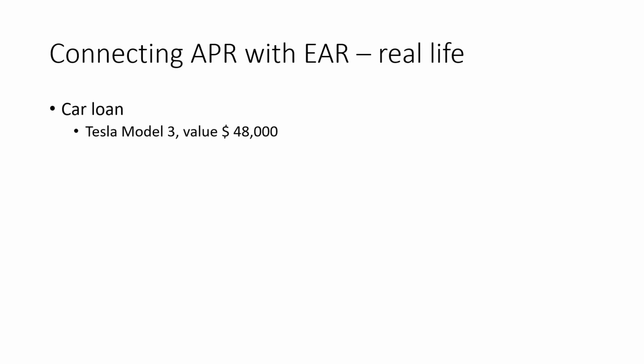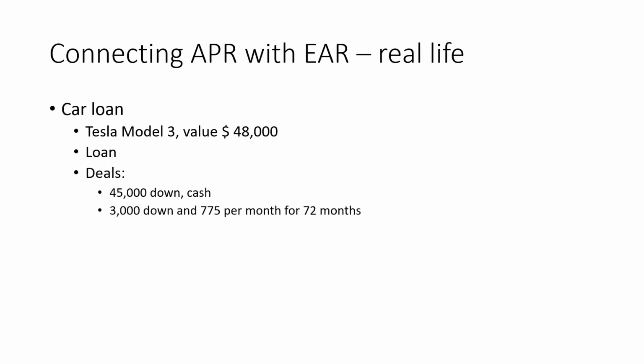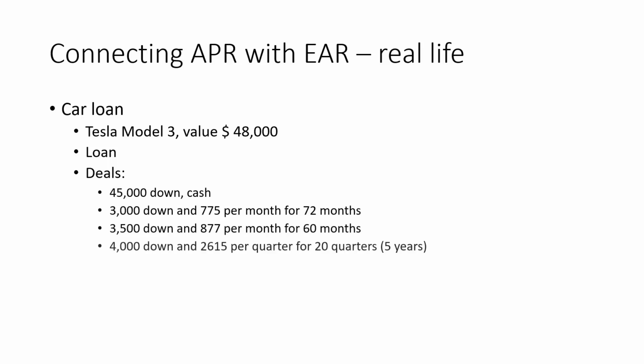So suppose we're interested in taking a car loan. We want to buy a Tesla Model 3 with a value of $48,000. So we approach a bank for a loan. Actually, the deal that is available with the dealership is $45,000 cash. But the bank says you can pay $3,000 down and $775 per month for 72 months, $3,500 down, $877 per month for 60 months, $4,000 down and $2,615 per quarter for 20 quarters or 5 years, and then 0 down and $7,035 per half year for 8 half years or 4 years.